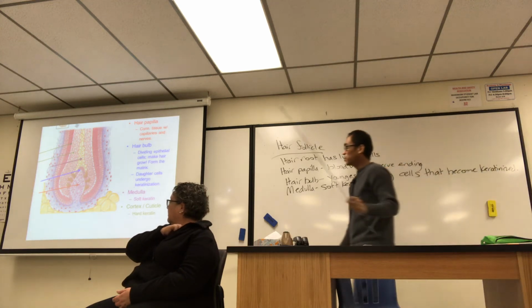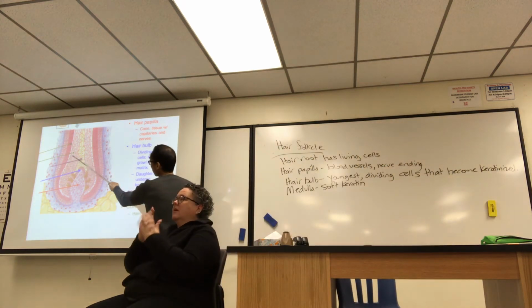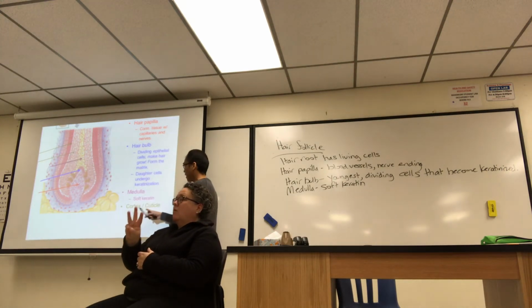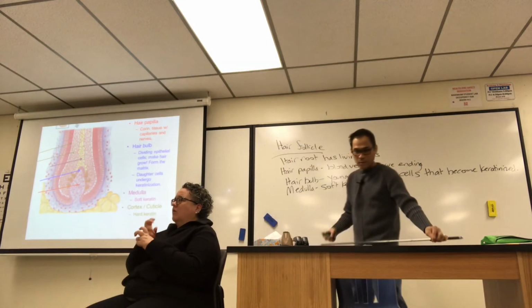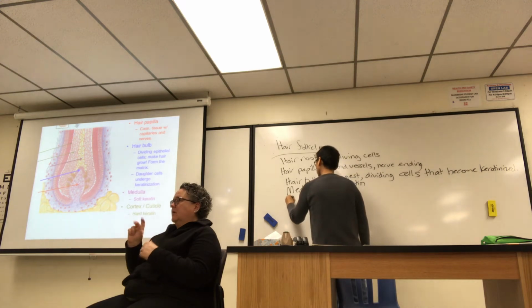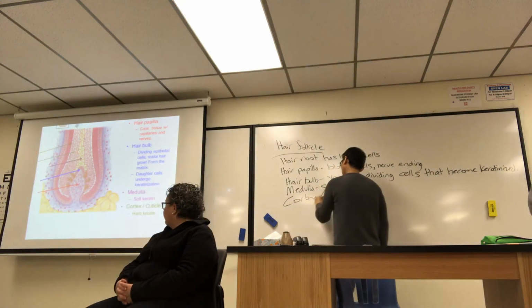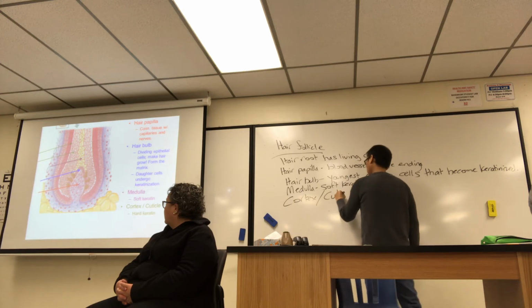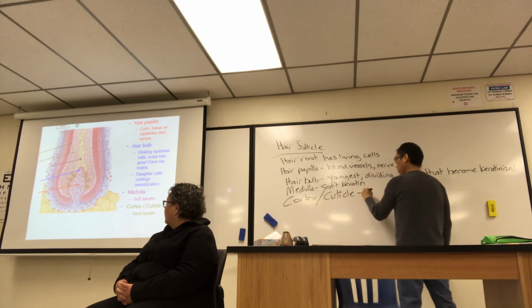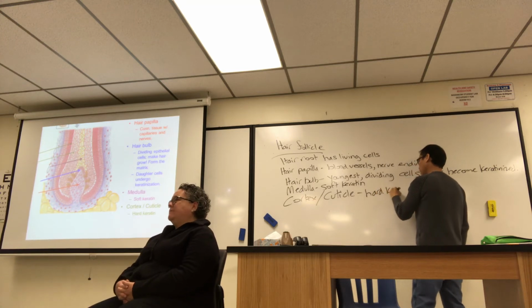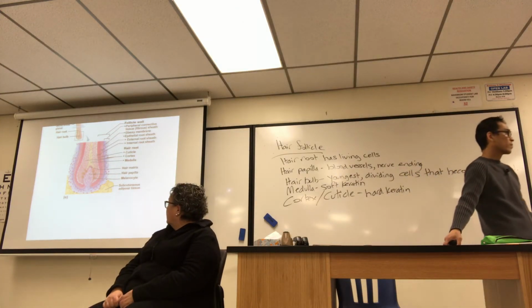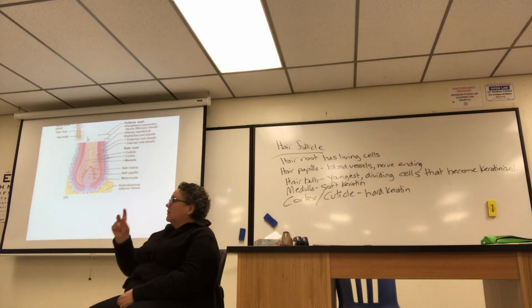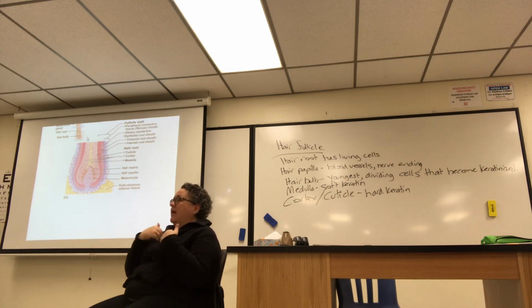In the layers surrounding the medulla, that's color-coded here, I'm pointing to it with like green arrows. You have the cortex and the cuticle where the cells have harder keratin. Cortex/cuticle, hard keratin. All right, so outside the cuticle, we have what's called the internal root sheath and the external root sheath.